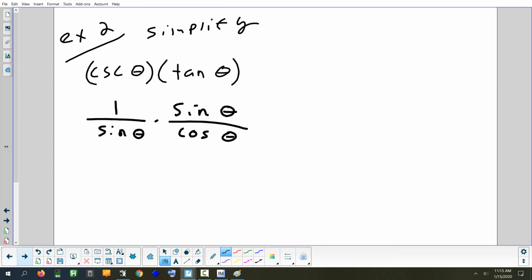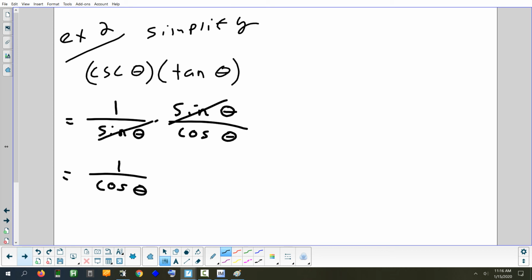Now we're pretty much at the step we were at in the last problem. You don't even have to divide or flip this time. You just multiply straight across. But Riley, before I multiply, is there anything I can cancel? Yep. And Derek, what does that leave me with right now? 1 over cosine. Yep.